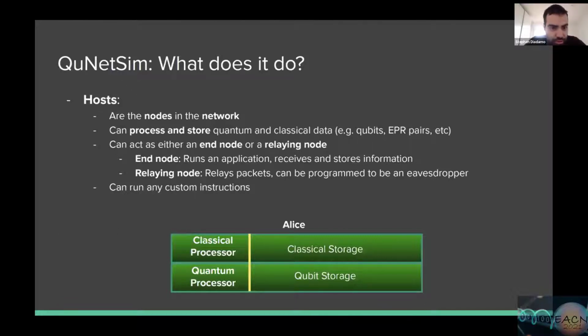They can act as an end node or a relaying node. An end node is the one running the application. They receive and store the information, and they can manipulate it, etc. And there are the relaying nodes, which sit in the middle of the network and just forward the information onward, but they have the ability to be programmed as an eavesdropper, and they can run any kind of custom instructions. Essentially you write your Python function, you tell the node to run that function, and then it executes.